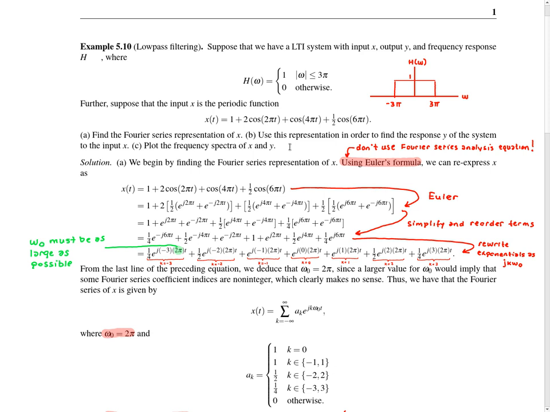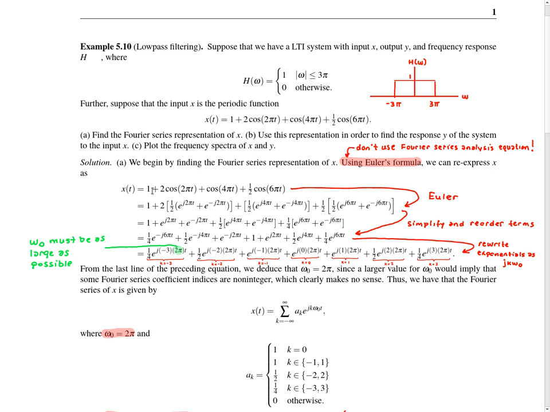So before we start blindly plugging into the Fourier series analysis equation in order to compute Fourier series coefficients, it's good to stop and think about what we're actually doing here. The expression that we're given for x, in other words, this particular expression here, effectively already is a Fourier series, but it's a Fourier series expressed in trigonometric form. So it's actually relatively easy to convert this expression into a Fourier series in exponential form.